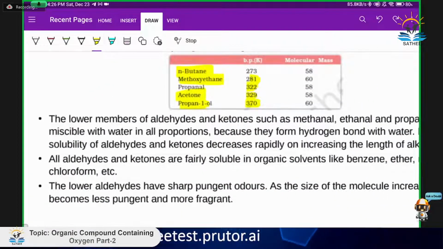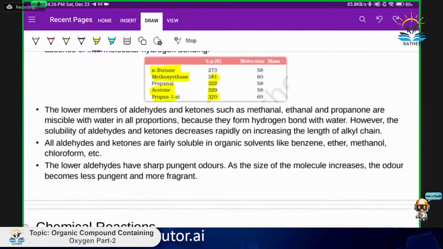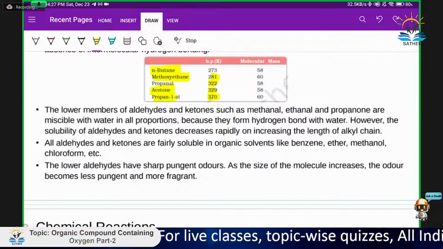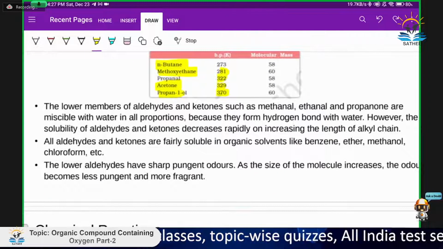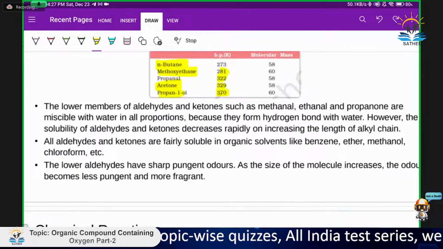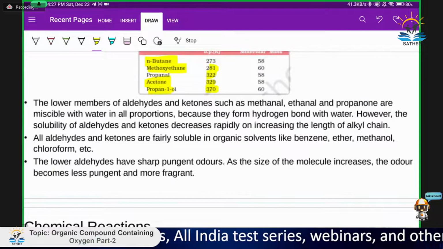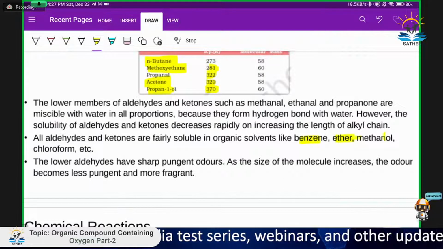The lower members of aldehydes and ketones such as methanal, ethanal, and propanone are miscible with water in all proportions because they form hydrogen bonds with water. So the lower members are miscible in water because they form hydrogen bonds with water. However, the solubility of aldehydes and ketones decreases rapidly on increasing the length of the alkyl chain. So as the length of the alkyl chain increases, the miscibility will decrease because we know the alkyl group is hydrophobic in nature. All aldehydes and ketones are fairly soluble in organic solvents. So they are all soluble in organic solvents such as benzene, ether, methanol, chloroform, etc.